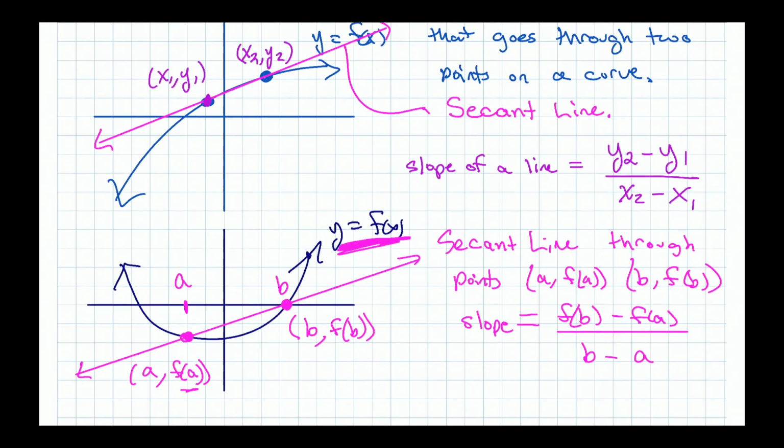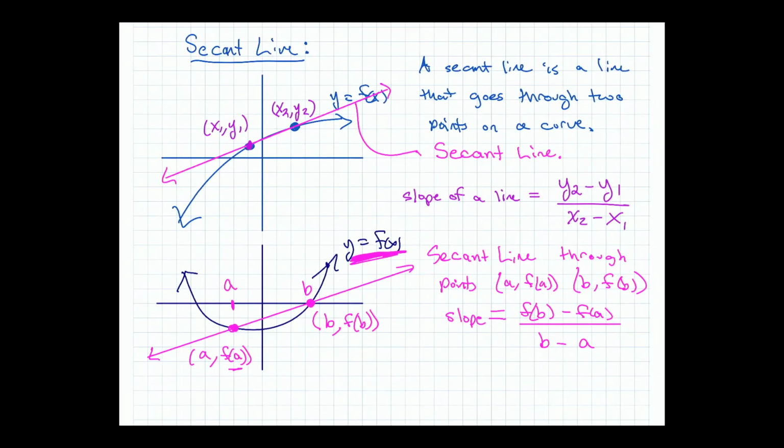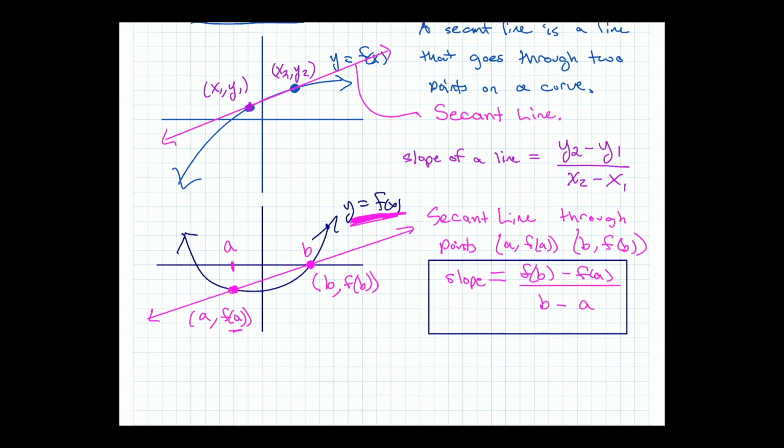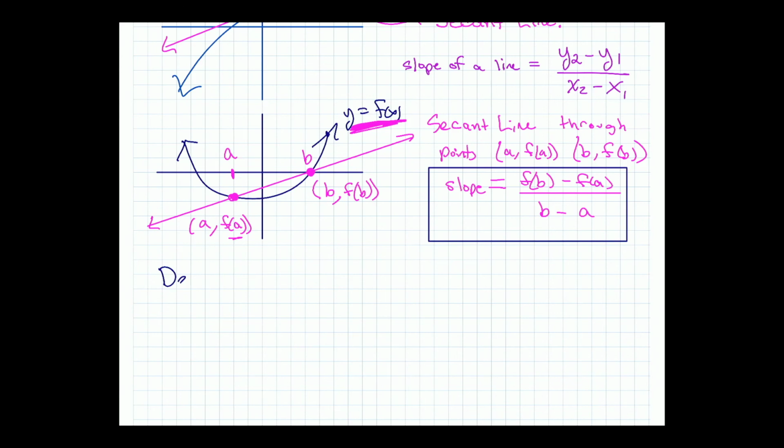And then another thing that they do in this section right away is they define the average rate of change of a function basically with this same formula that we've got right here. Okay, so I want to write a definition. Definition.